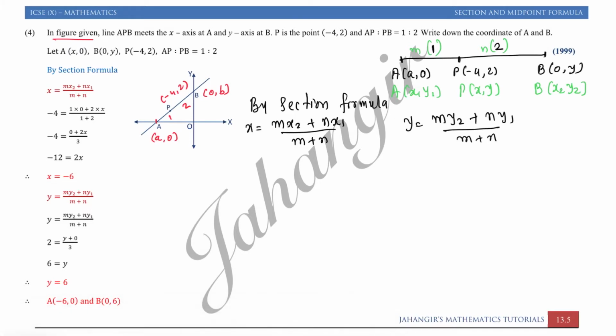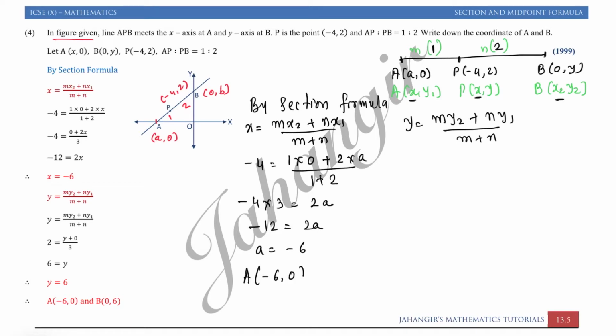So we will substitute x's value, minus 4, it's given here. x1, x2 is here. So m is 1 into x2, that is 0, plus n is 2 into a upon m plus n, that is 1 plus 2. So we can cross multiply. 4 into 3 is equal to 0 into 1 is 0 plus 2a. So minus 12 is equal to 2a. So therefore a is equal to minus 6. We got a. So therefore I can say a's coordinate is minus 6 comma 0.